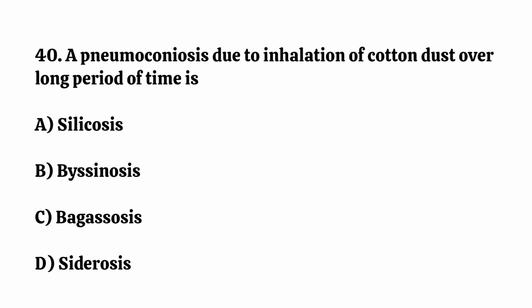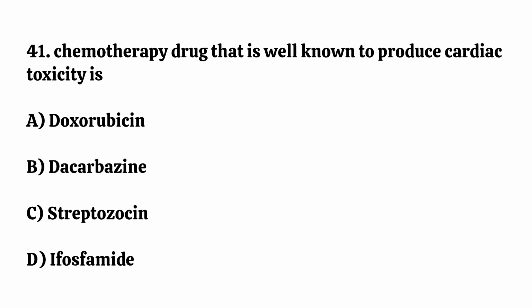Next, a pneumoconiosis due to inhalation of cotton dust over long period of time is A. Silicosis, B. Byssinosis, C. Bagassosis, D. Siderosis. The answer is option B. Byssinosis. Next, chemotherapy drug that is well known to produce cardiac toxicity is A. Doxorubicin, B. Dacarbazine, C. Streptozotocin, D. Ifosfamide. The answer is option A.